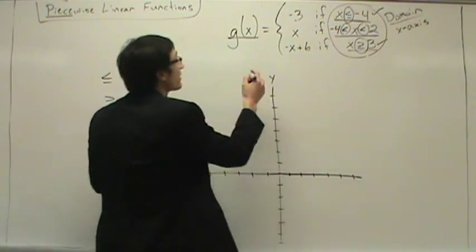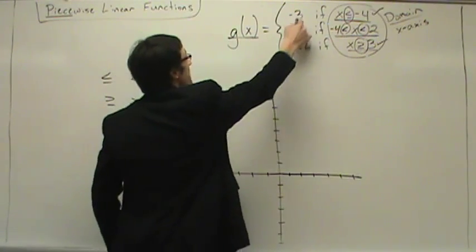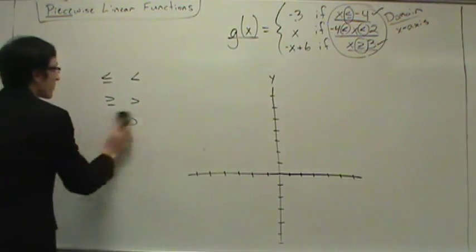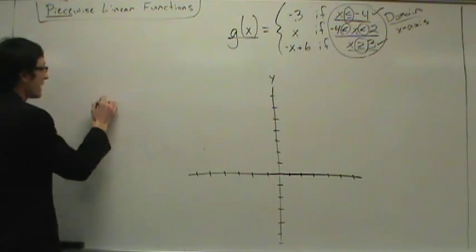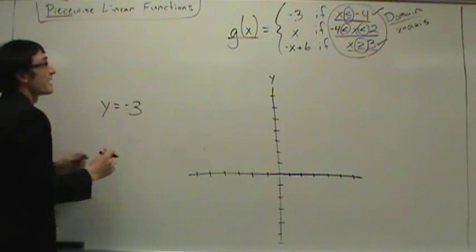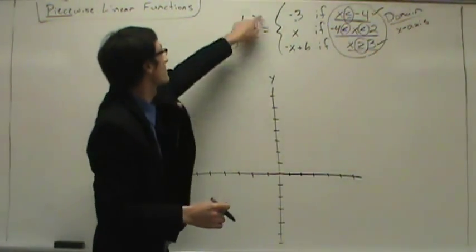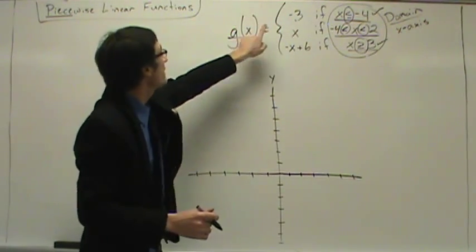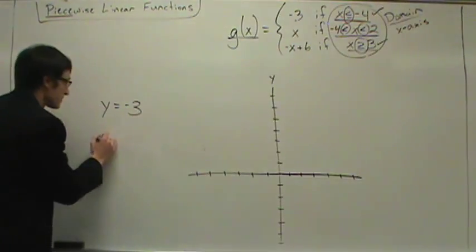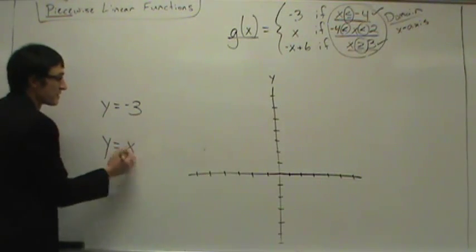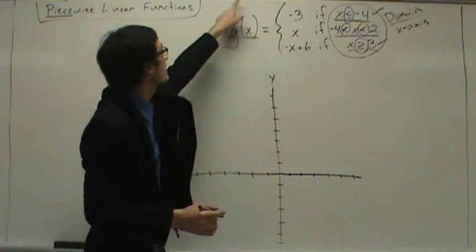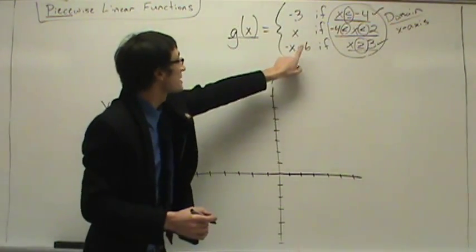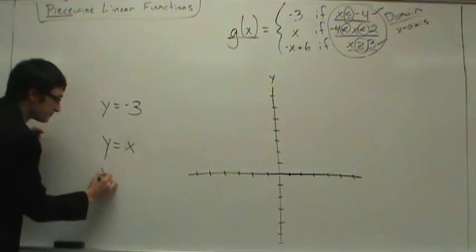Now, we're going to look at our lines. We have y equals -3, so let's go ahead and write to the left. y equals -3. That is the first line. Remember that g of x represents y. y equals -3. We also have y equals x. So underneath this, we're going to write y equals x. Okay? And also we have g of x representing y. y equals -x plus 6.